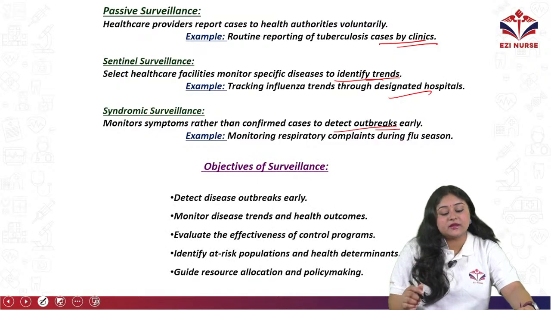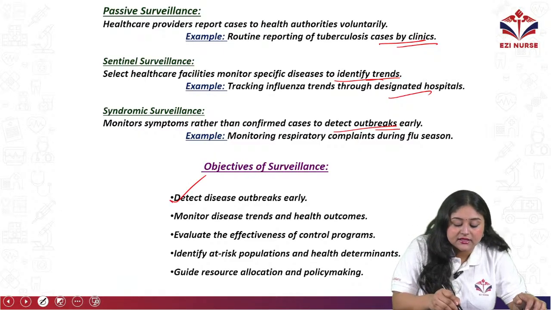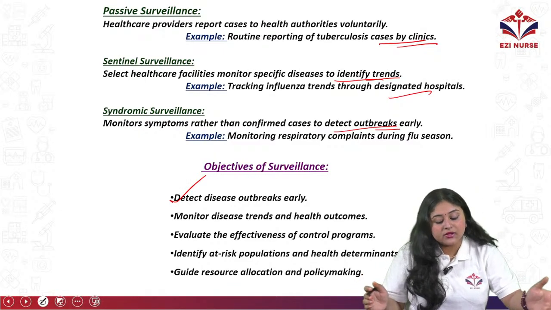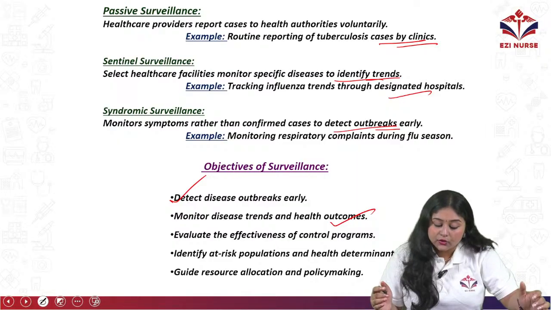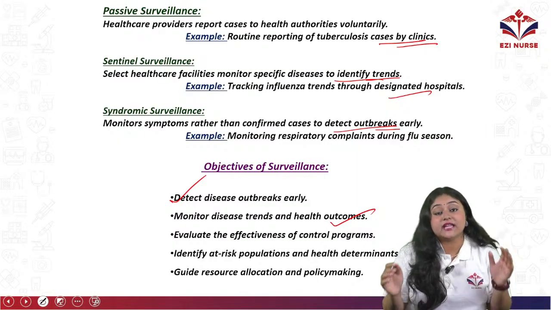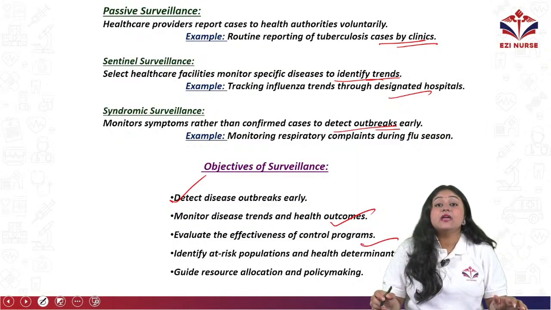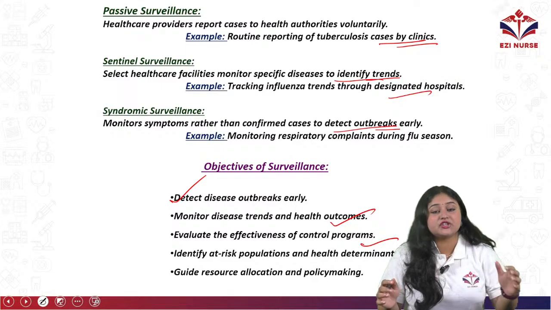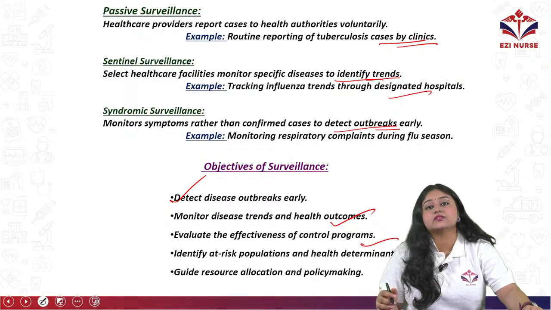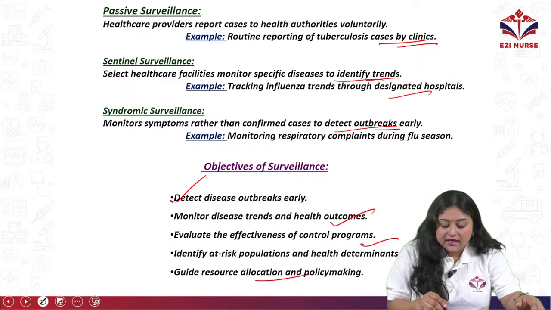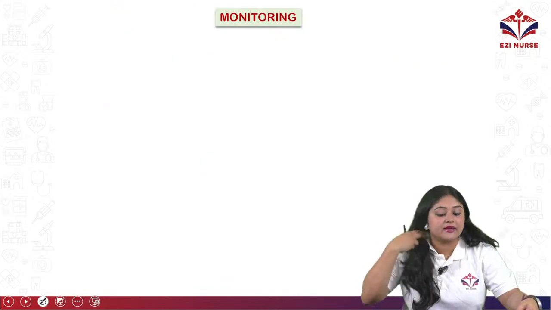Next are the objectives of surveillance. First, detect cases and outbreaks early, and monitor disease trends and health outcomes. Then also evaluate the effectiveness of control programs, identify at-risk populations and health determinants, as well as guide resource allocation and policy-making strategy.